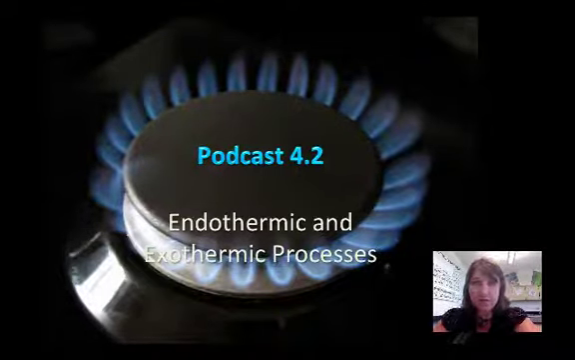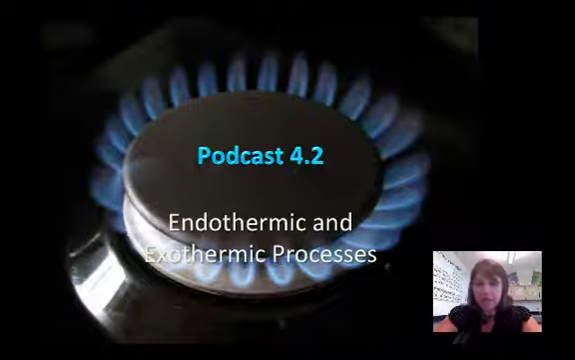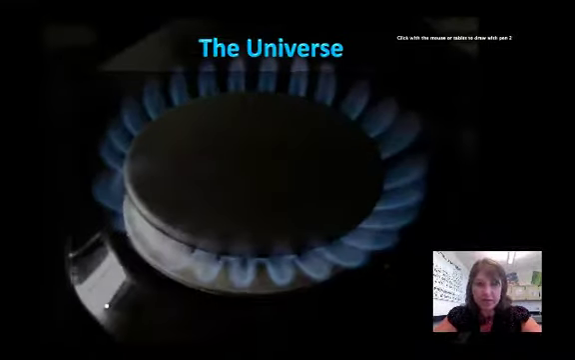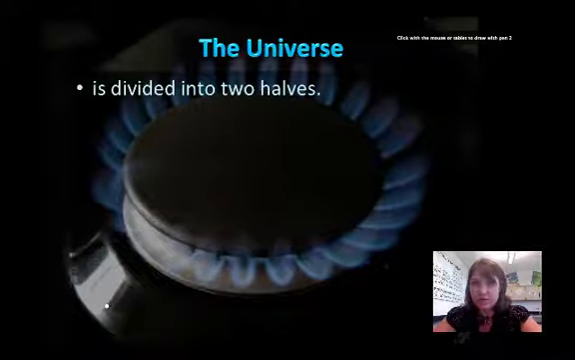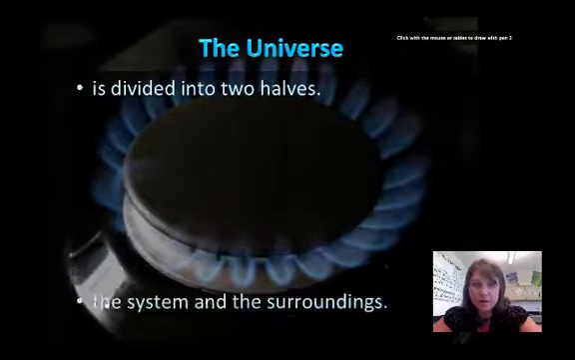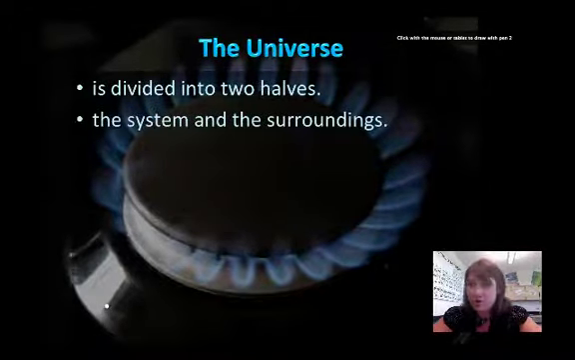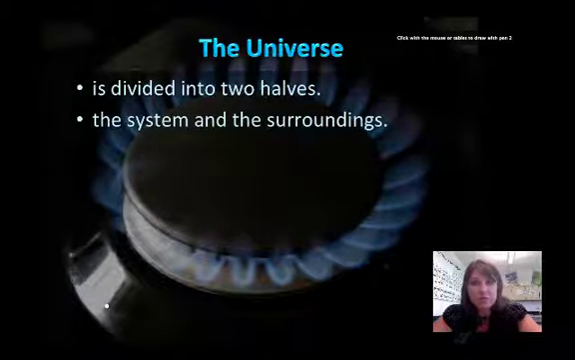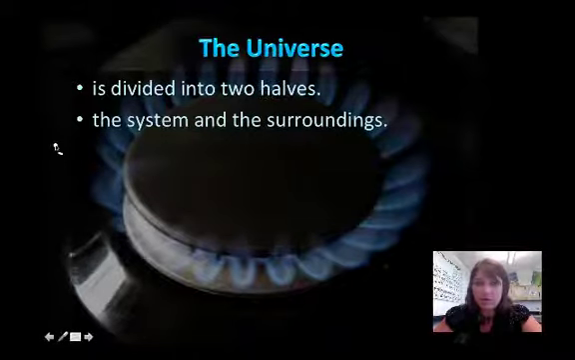This is podcast 4.2, and it's all about exothermic and endothermic processes. So you'll be experts at this already, I can already tell. So let's look at the universe. The universe is divided into two separate halves. They're not equal. One half we call the system, the other half is called the surroundings. Only two parts to keep track of. How easy is that, right?